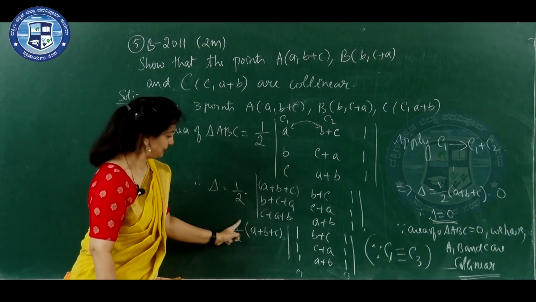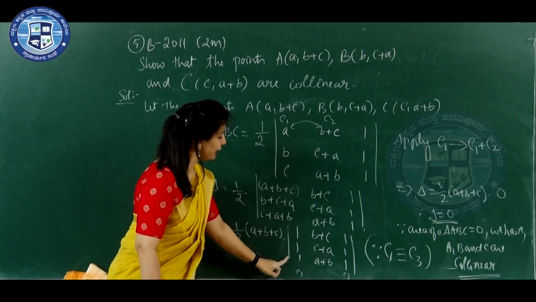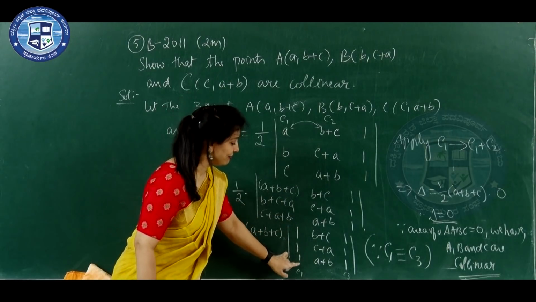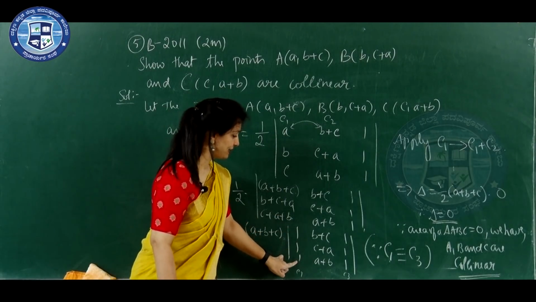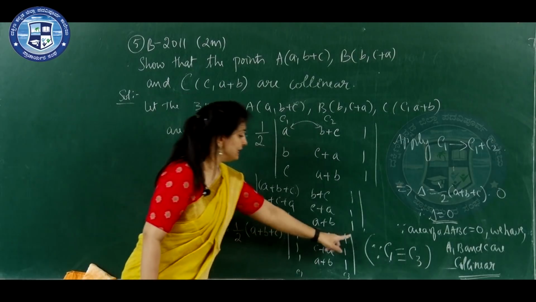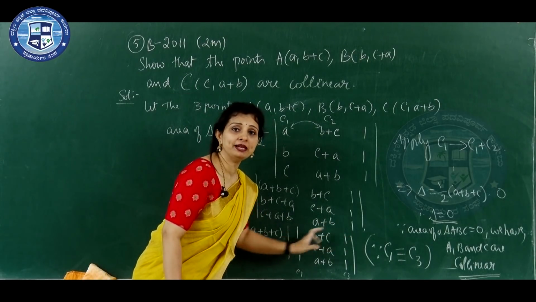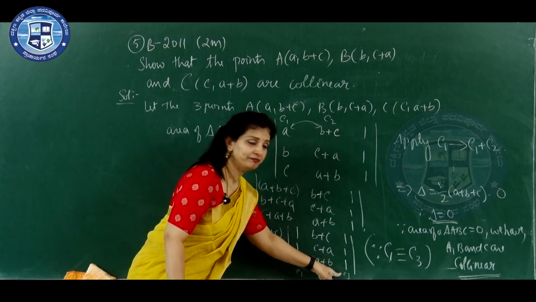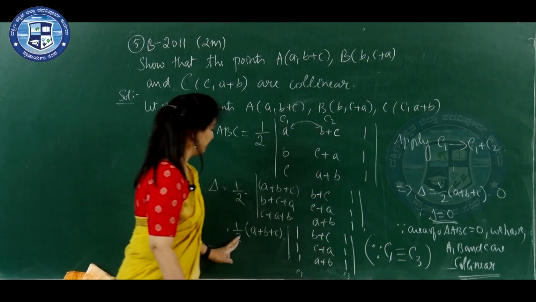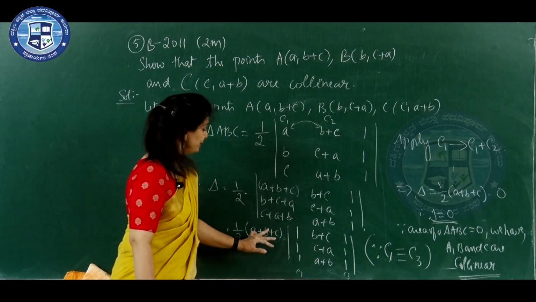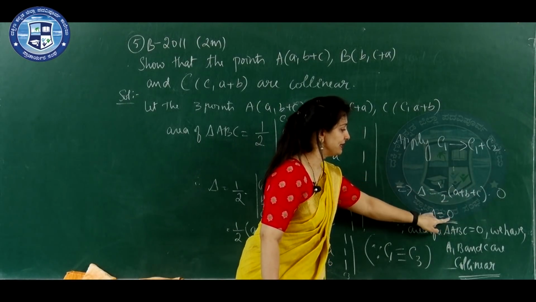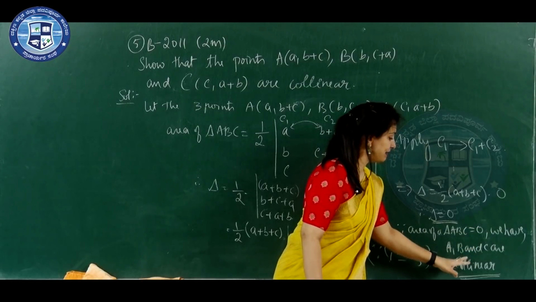So, take it out: it is half times A plus B plus C into the determinant. Since A plus B plus C is common in the first column, the elements change to 1 1 1. The second and third columns are written as they are. Observe that the first and third column elements are identical, 1 1 1, here also 1 1 1. C1 is identical to C3, therefore the determinant value is 0. Half into A plus B plus C into 0 is 0. The multiplication of 0 with any number is 0 itself, so the area of triangle is 0, which means the 3 points are collinear.